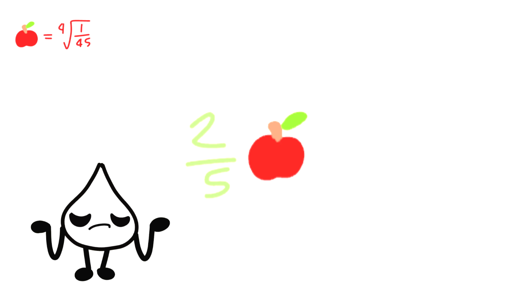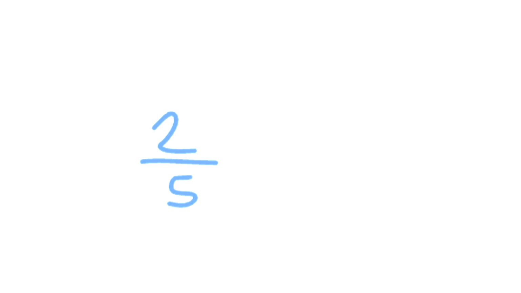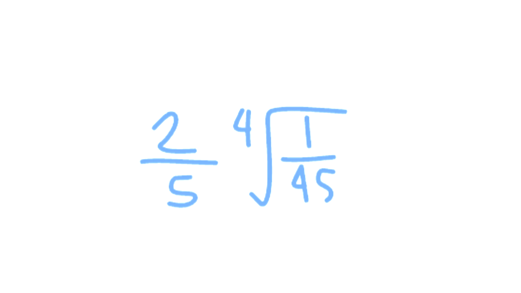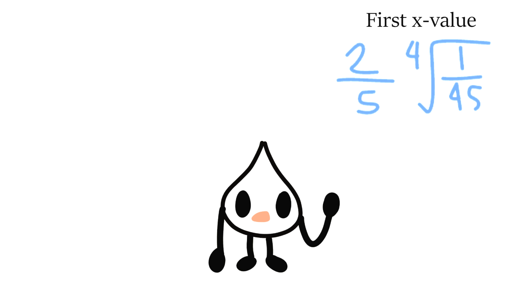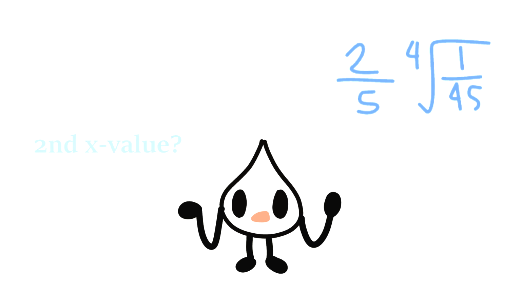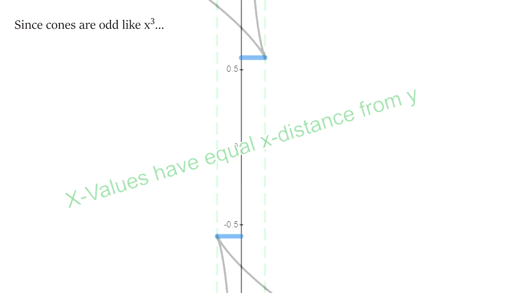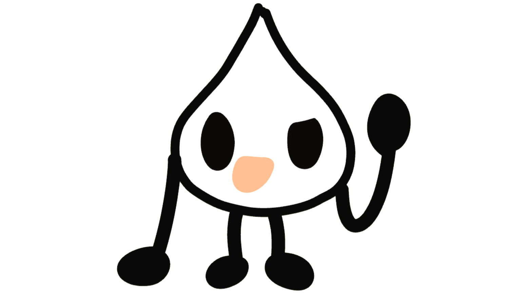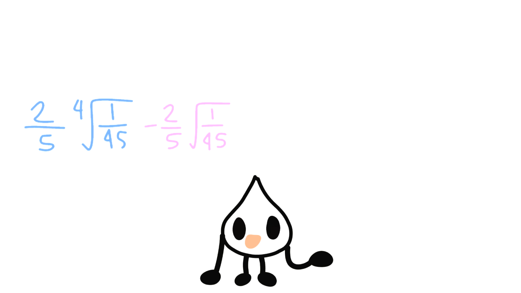Since we don't have anything else to do, we plug the a value, giving 2/5 fourth root of 1 over 45. That is the first x value. The second x value is easy enough. Since our cones are odd like x cubed, the second x value is most intuitively negative 2/5 fourth root of 1 over 45. Now all we have to do is express all our x and y values as coordinates.